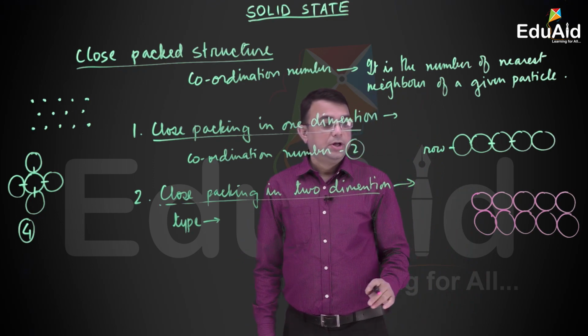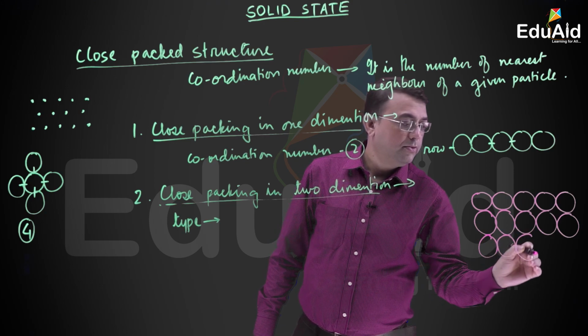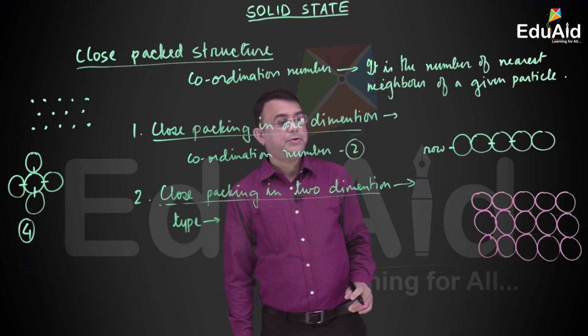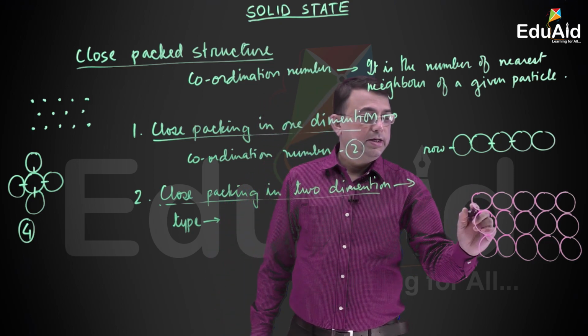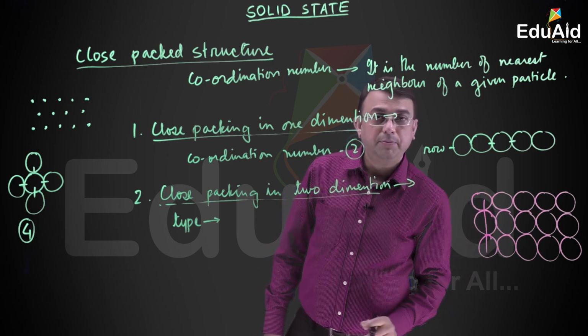Is that okay? In the same way, we can put the third row also, isn't it? Now, what have you observed? What you have observed is that these particles are arranged in a particular line. Each particle is along a particular line.